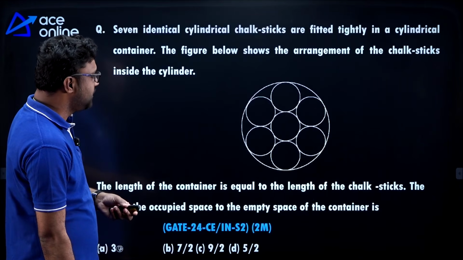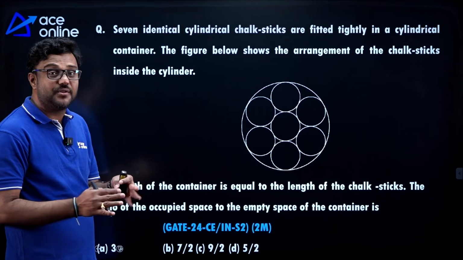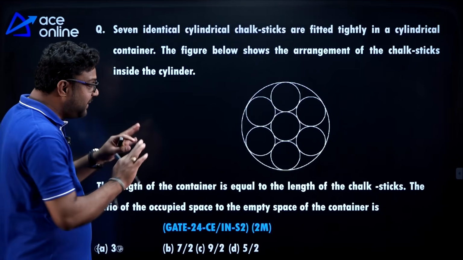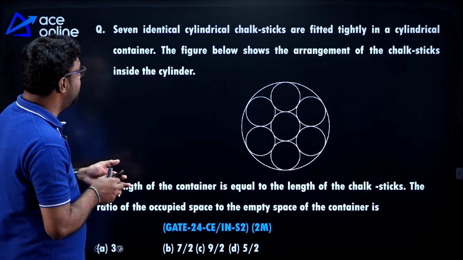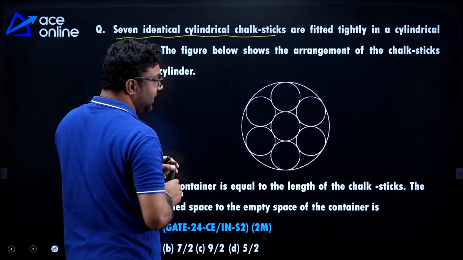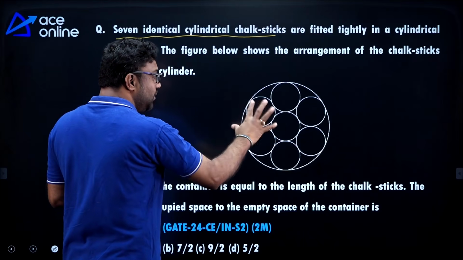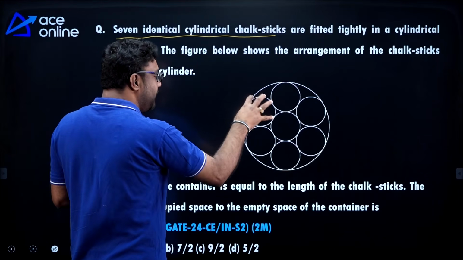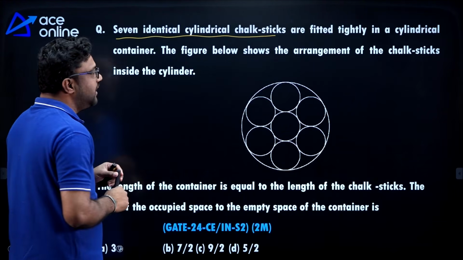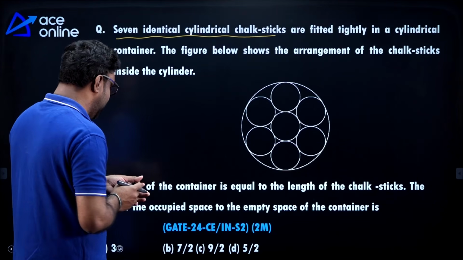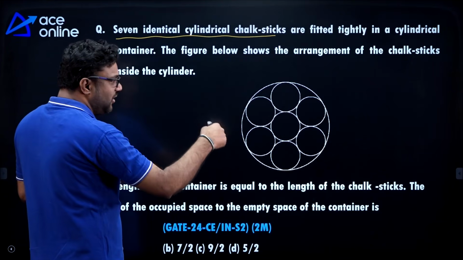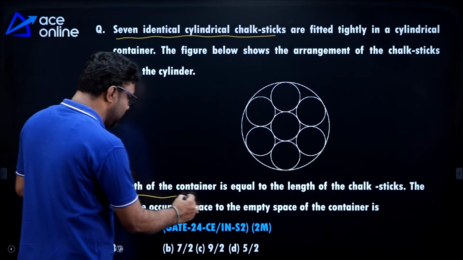Now let's see the next question. This is pretty similar to the first question we discussed, where we had 4 chalk sticks held by a tape. Here, 7 cylindrical chalk sticks are fitted tightly in a cylindrical container. The top view of the container is shown. The length of the container is equal to the length of the chalk sticks, meaning the height of the container equals the length of the chalk sticks.